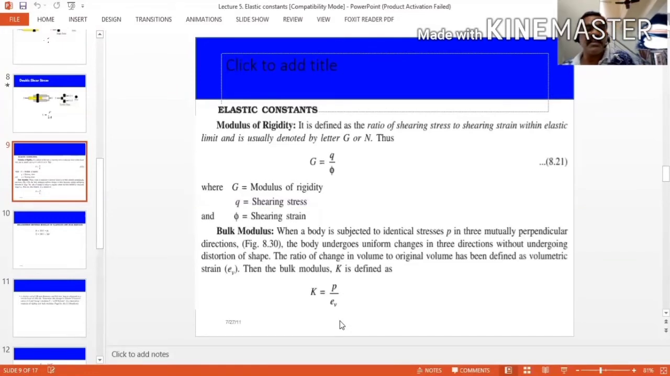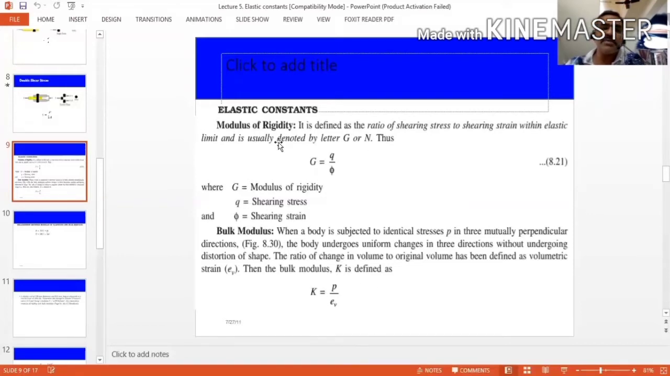So these are the three elastic constants. What are they? One is Young's modulus, another one is modulus of rigidity, another one is bulk modulus. Young's modulus is stress by strain. Modulus of rigidity is shear stress by shear strain. Bulk modulus is direct stress by volumetric strain.